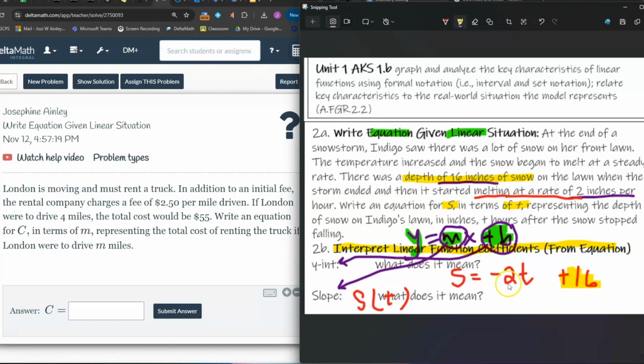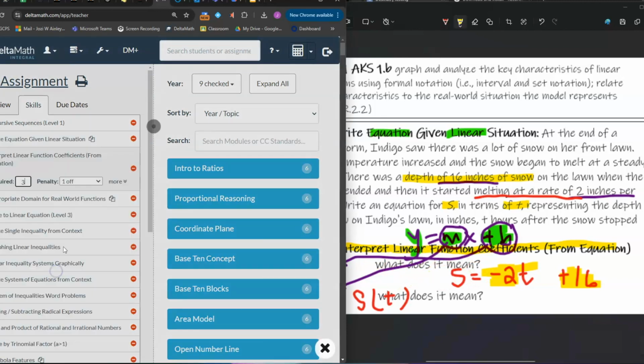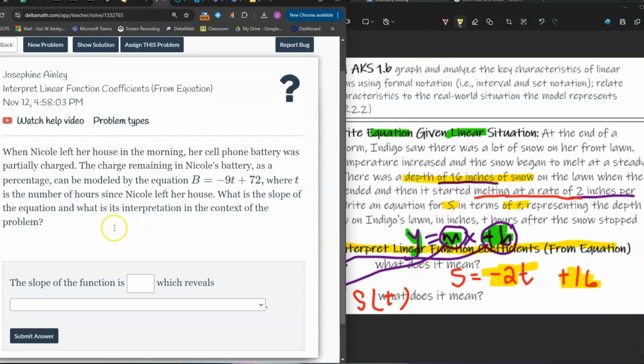In terms of my slope, what does negative 2 mean in the context of this problem? That my snow is melting by 2 inches per hour. So I'm going to actually go and give you that B one. So that's going to be this next one. All right, so we're going to take a look at this one in context.